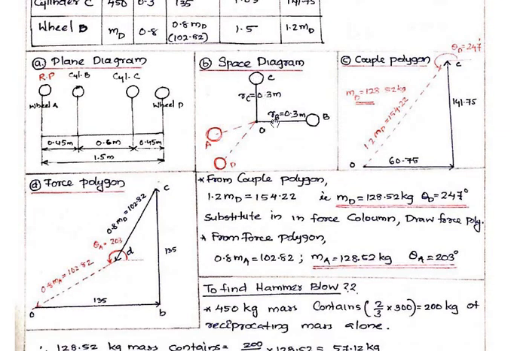Next, the space diagram. We know that the two cylinders are at right angles to each other, and RB and RC are 0.3 meter. The B and C masses to be balanced are 450.